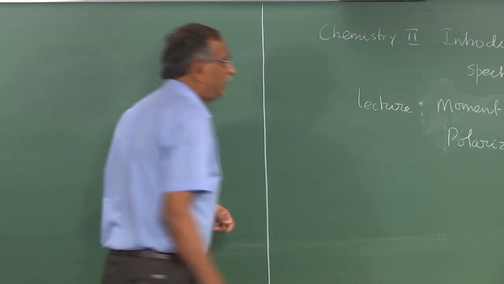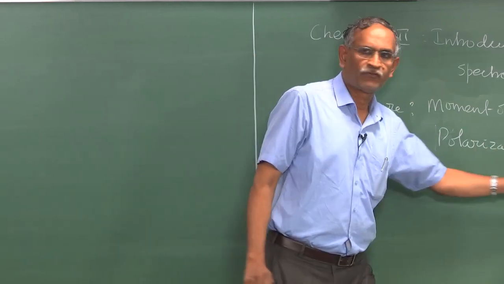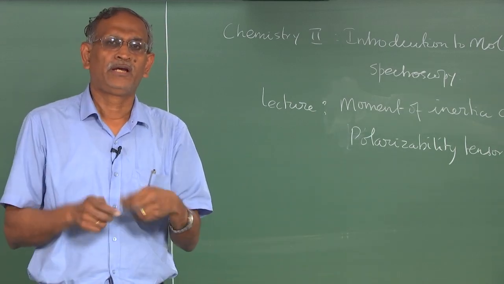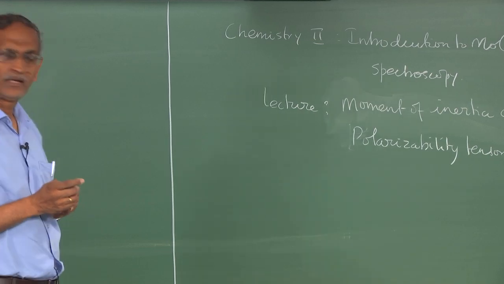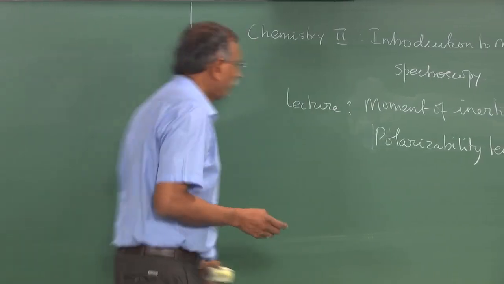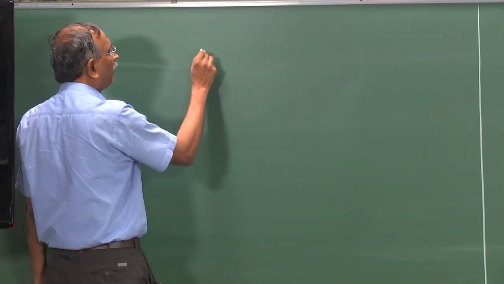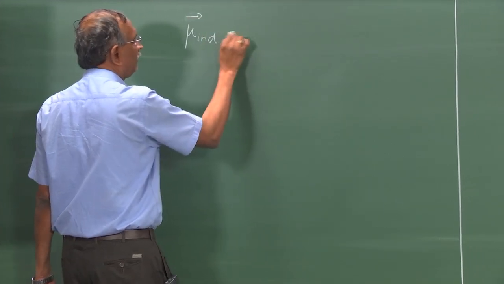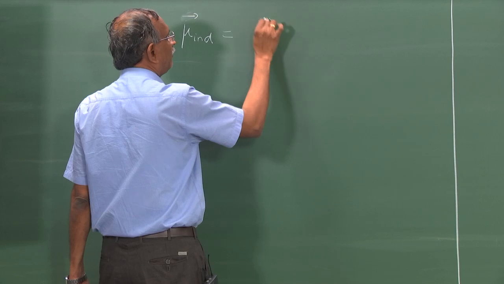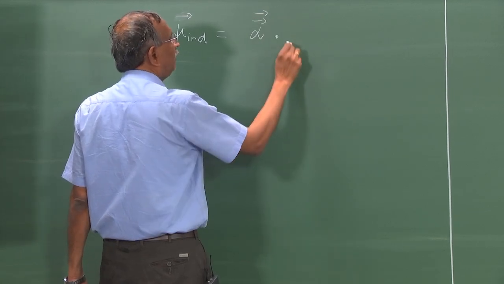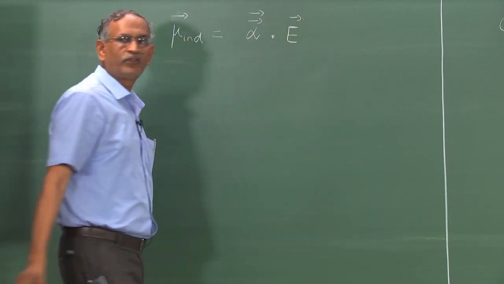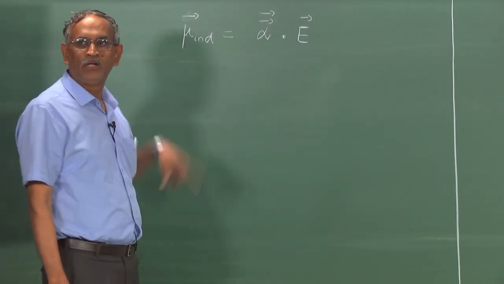Now, we will start with the polarizability tensor first in this lecture, and if there is enough time I will also introduce you to the idea of moment of inertia being a second rank tensor and what the components are. Okay. So, first let us write the relation that we left in between, namely the induced dipole moment mu, which is a vector, in terms of a second rank tensor alpha, which changes the electric field to give you the induced dipole moment.